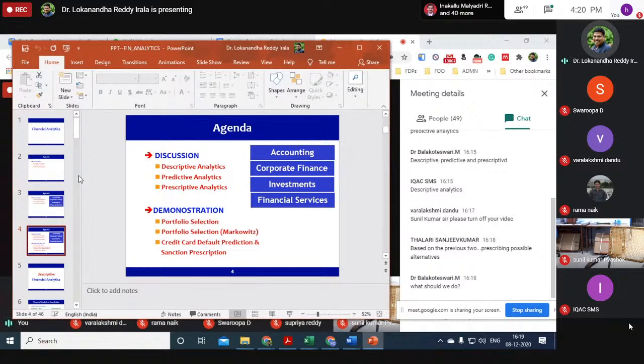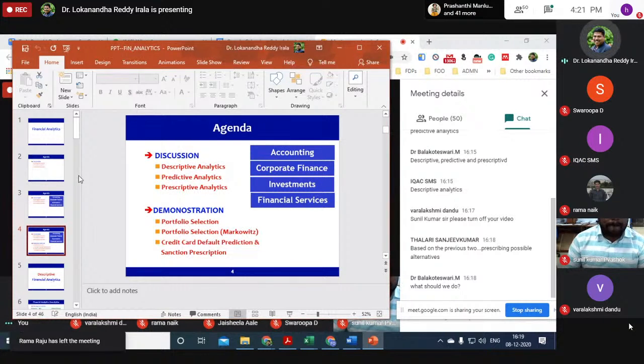Now, towards the end, I would also like to show you 3 examples: 2 from portfolio selection, then 1 credit card default prediction. But now that I'm sitting in office, I don't have access to SPSS. Otherwise, we would have shown you how we run something like discriminant analysis in SPSS. However, I have the screenshots, though I don't have access to the software. Maybe I'll show you the screenshots.